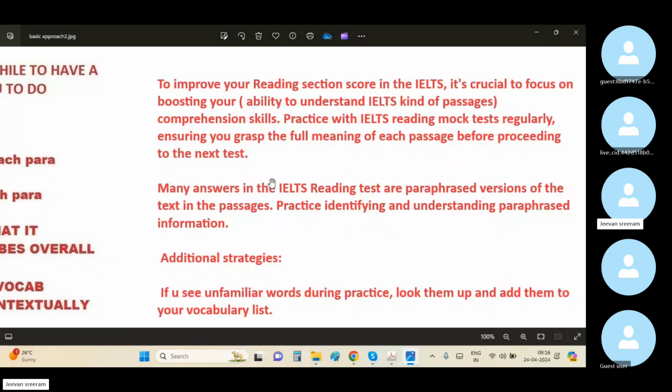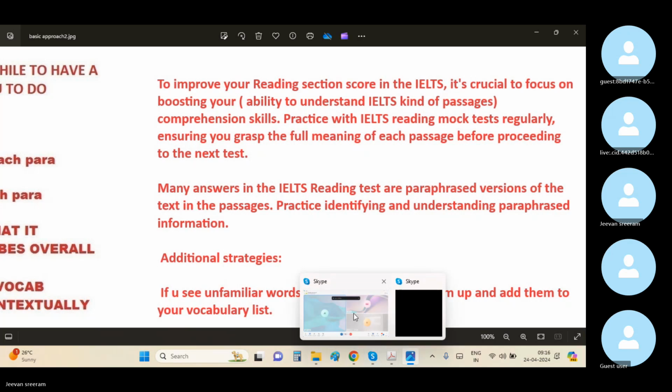be sure about following the strategy, working on the exact meaning of the whole passage before you move on to the next test or next passage. Is it clear to you all, guys? Right?